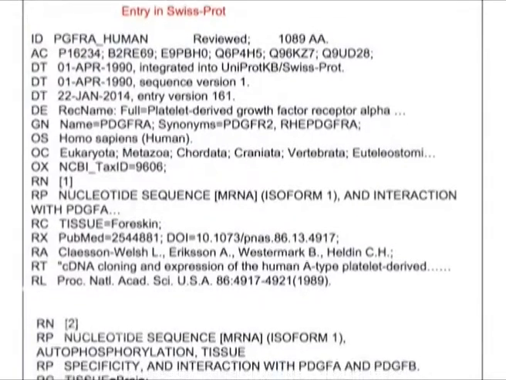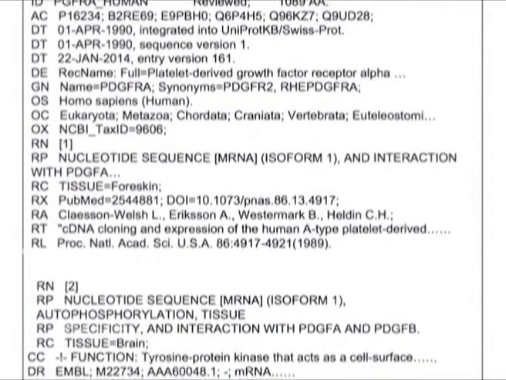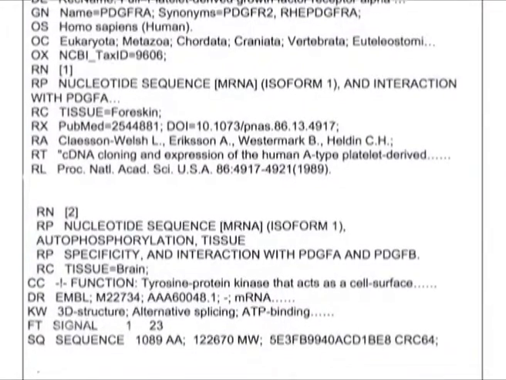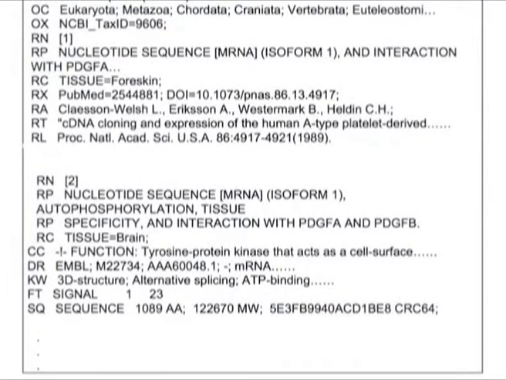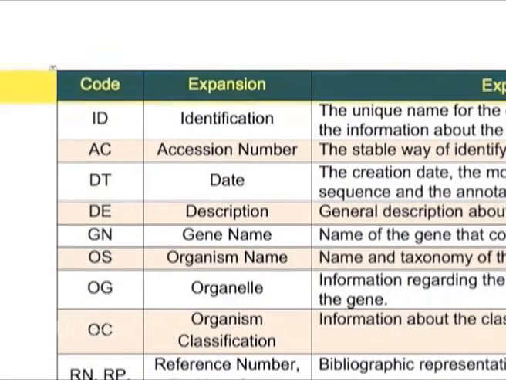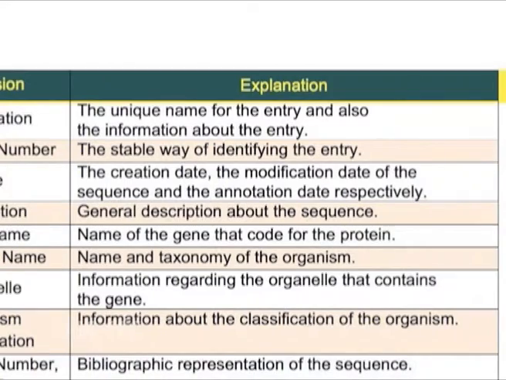The entry in SwissProt and the explanation is shown in the table on the screen. Example, platelet derived growth factor receptor alpha. The explanation for the codes used in SwissProt entry is given in the table we can see on the screen. First one is code, its expansion, and then the explanation.